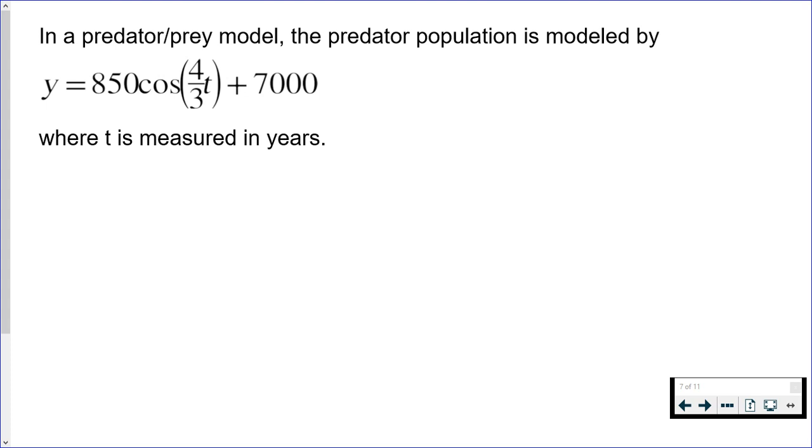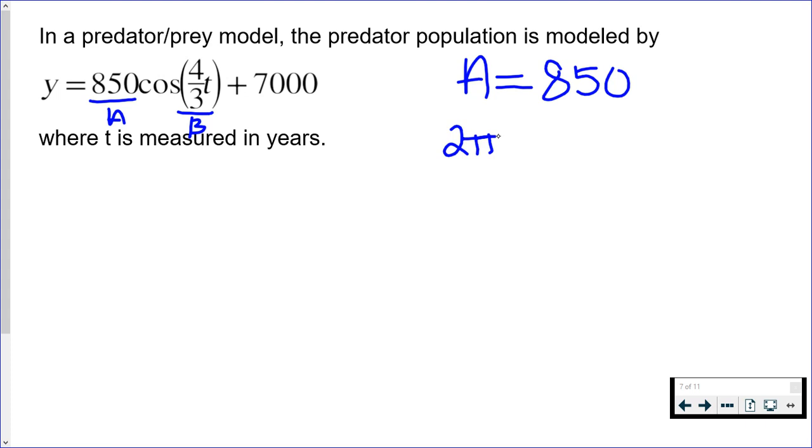So we're going to do a few things with this model. First, I'm going to graph it, and in order to graph it, I need to find different features like the amplitude and the period. Remember, amplitude is just that number in front. A is 850. The period is 2 pi divided by 4/3.